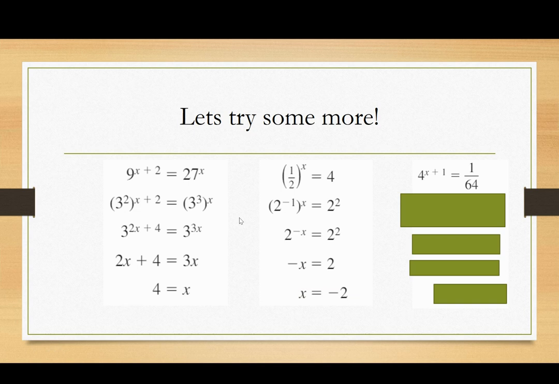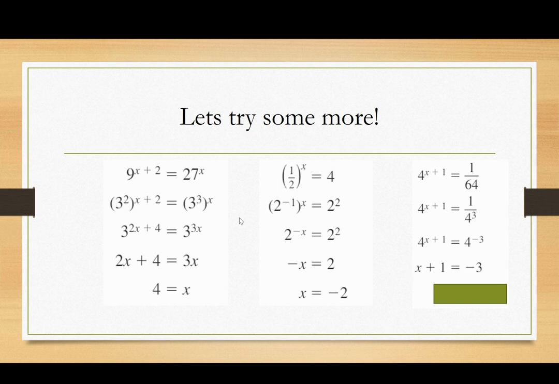The same thing goes for the next problem. 1 over 64, we know that's the same as 1 over 4 to the third power, but once again, we need them to be on the same level. We can't have one in the denominator, one in the numerator. So we're going to bring that up, and that gives me 4 to the negative third power. Now that we have the same bases, we're going to set equal to each other, and we get x as negative 4.